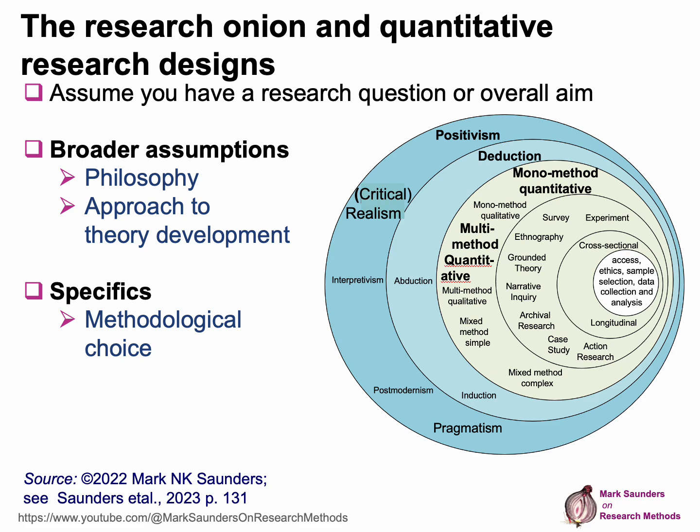Let's look at quantitative research designs and how they fit within the research onion. And within this, I'm assuming that you already have a research question or an overall aim, so we're not going to be thinking of that. There are, of course, other video presentations that deal with this. We're going to look first of all at broader assumptions. We're going to be looking at the philosophy associated with quantitative research, and this is positivism, although it's interesting to note that it can also be associated with critical realism and pragmatism, but not so much, hence the dotted line.